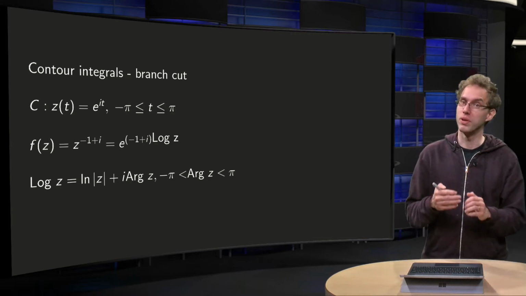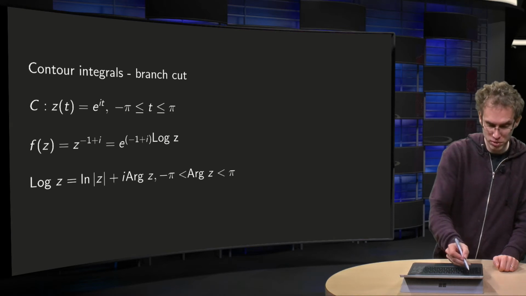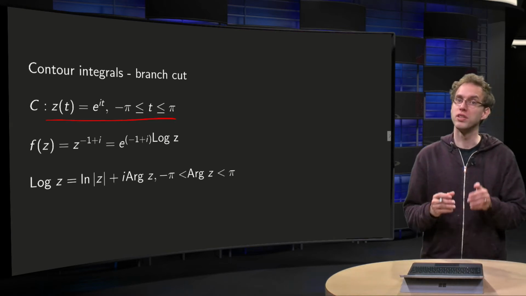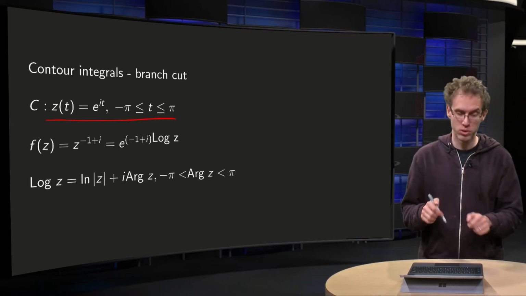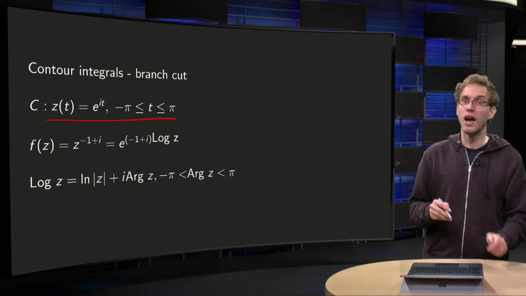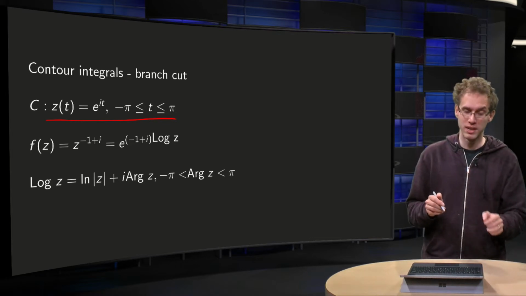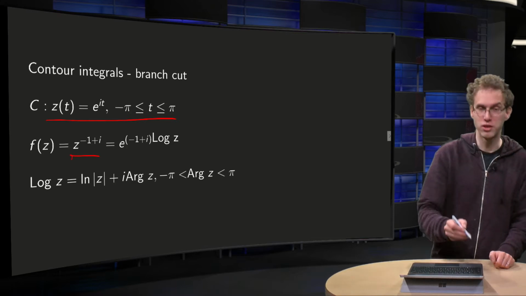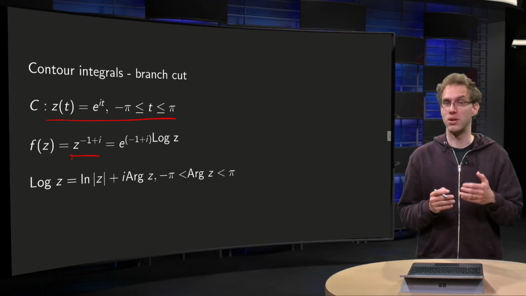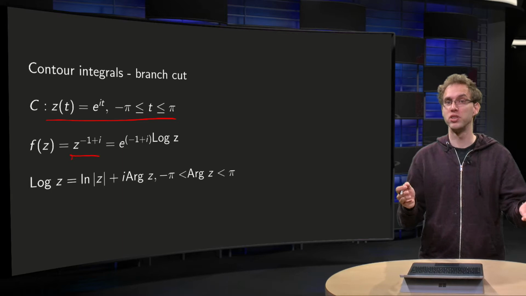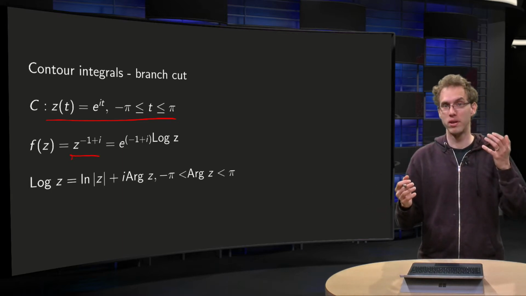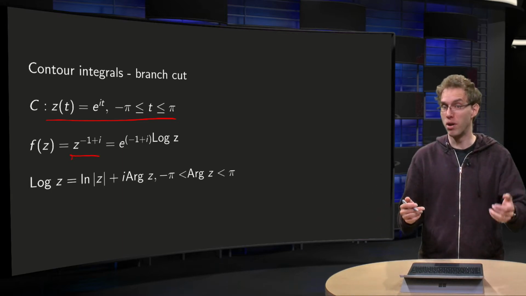So, what will be our c? Our c will just be the unit circle, t between minus pi and pi, so we go along the unit circle, all around. And our f of z will be dangerous. Our f of z will be z to the power minus 1 plus i. So, you know, a power function, so you know a log, so you know danger, because you need a branch cut.